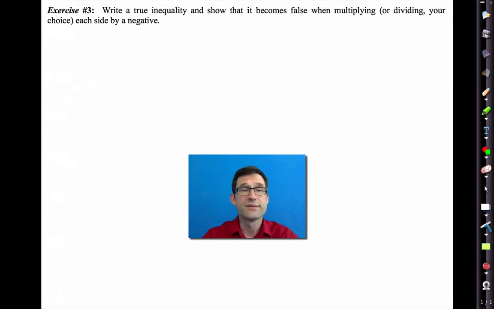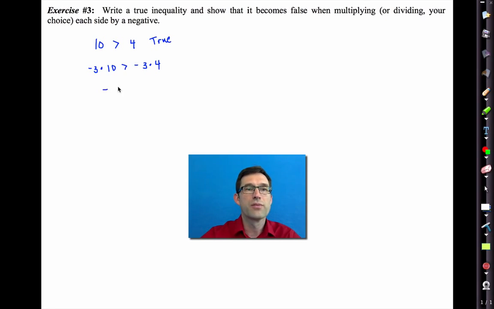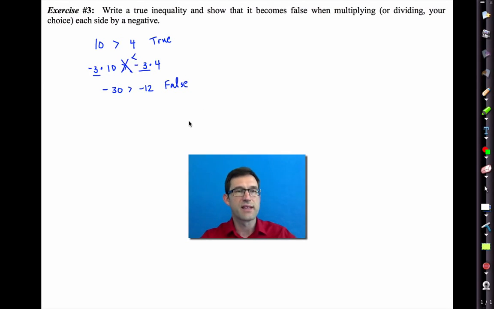Hey, look, I doubt I'm going to get the one that you did. Let me do something like this. Let me do 10 is greater than 4. Now watch this. Let me multiply both sides by negative 3. Right? So this is definitely true. But when I multiply both sides by negative 3, I get negative 30 is greater than negative 12, and that's false. So really what inequality theory tells me is that as soon as I multiply both sides by negative 3, I have to switch that into a less than symbol.